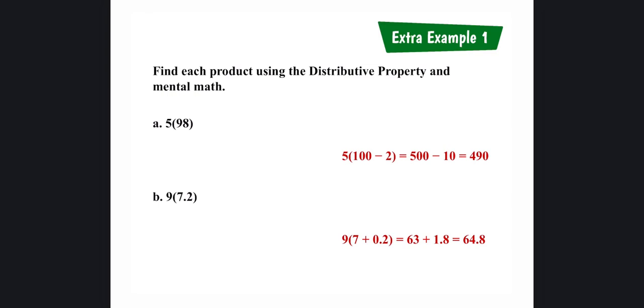The answer to problem A is 5 times the quantity 100 minus 2, which simplifies to 500 minus 10 for a final answer of 490. The answer to problem B is 9 times the quantity 7 plus 0.2, which simplifies to 63 plus 1.8, for a final answer of 64.8.